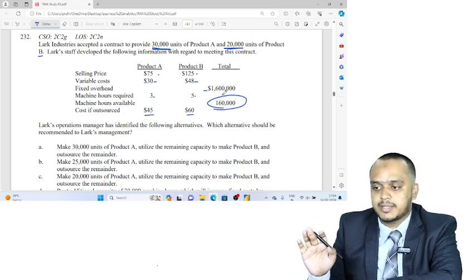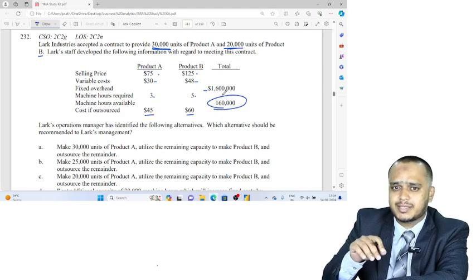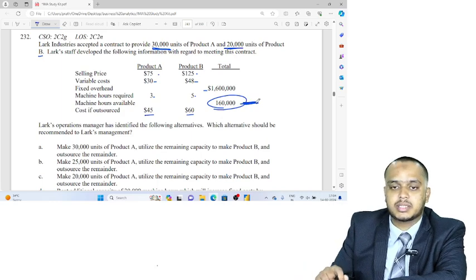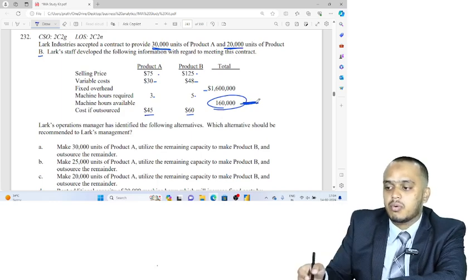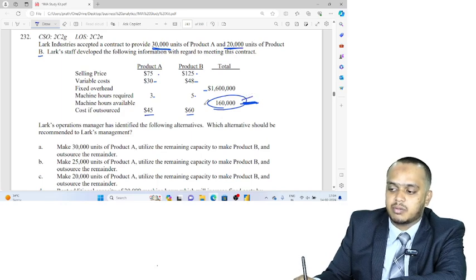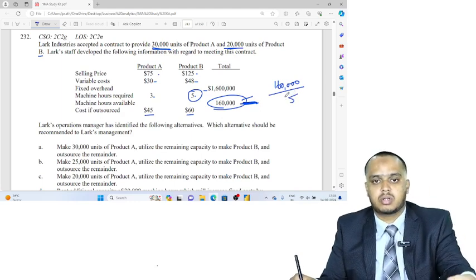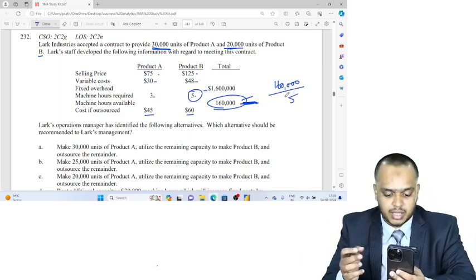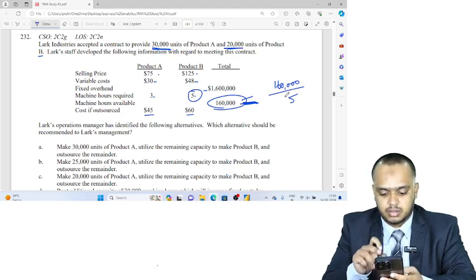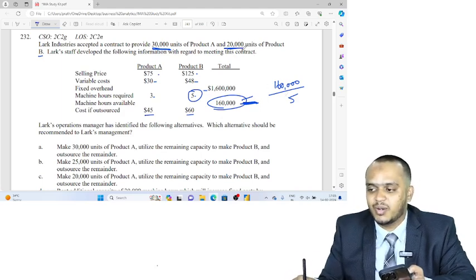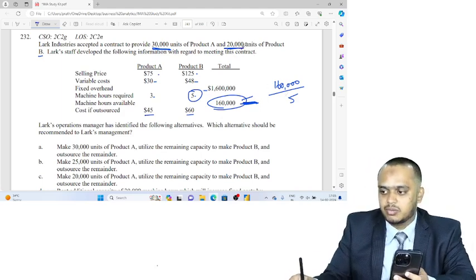So now on seeing this particular question, what do we understand? What is the limiting factor which we have? The limiting factor is these 160,000 hours. For example, for one unit of B it requires 5 hours. So 160,000 divided by 5 equals how much? Let me see how many units I can produce. 160,000 divided by 5, I can produce 32,000 units. But how much is required? 20,000 units is required.